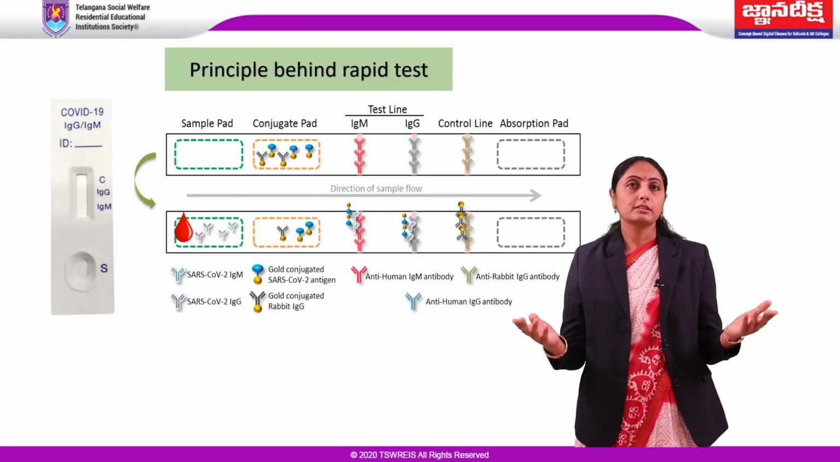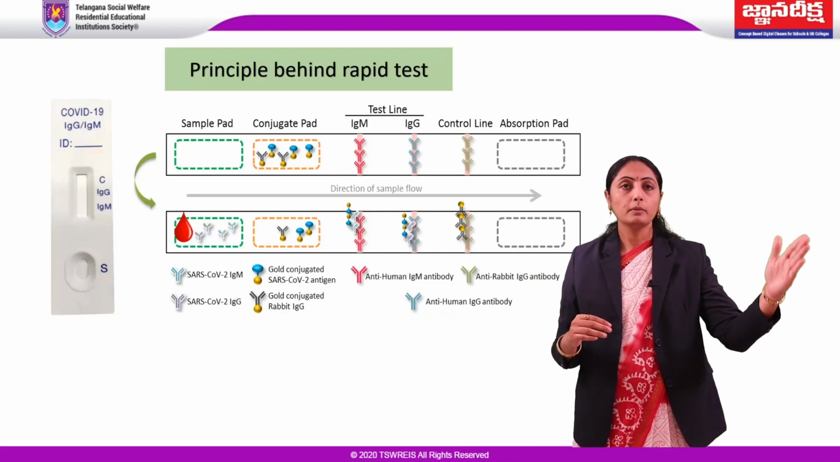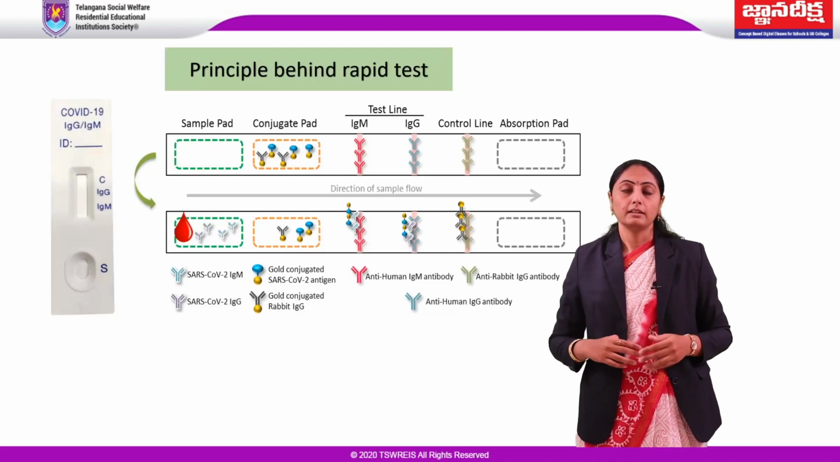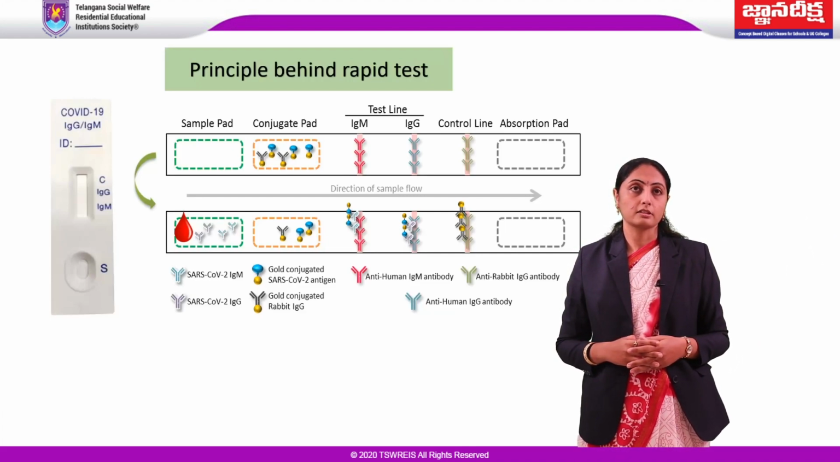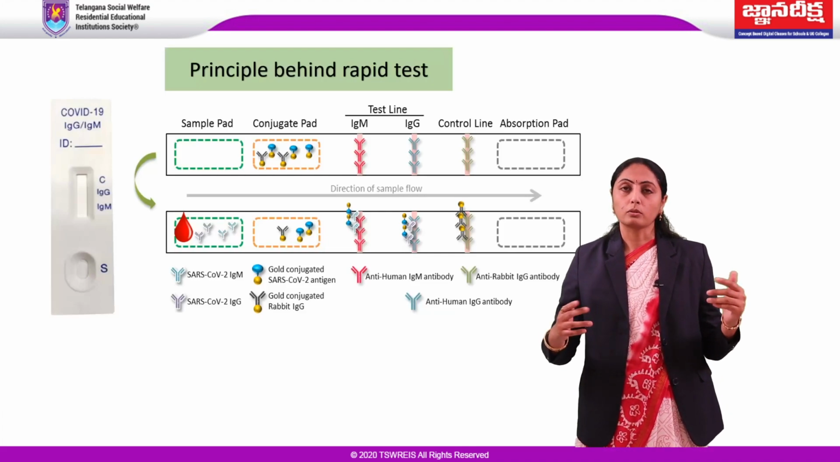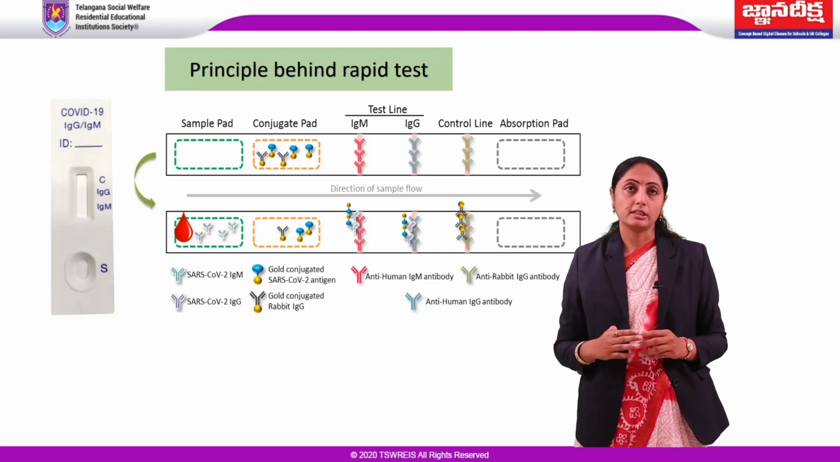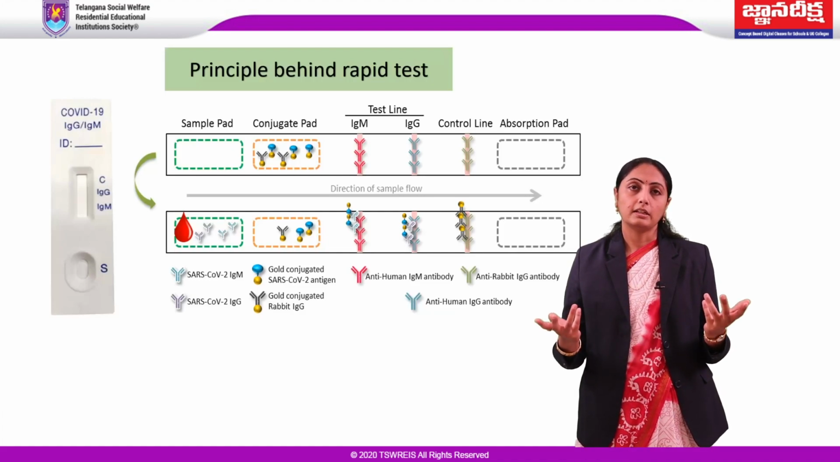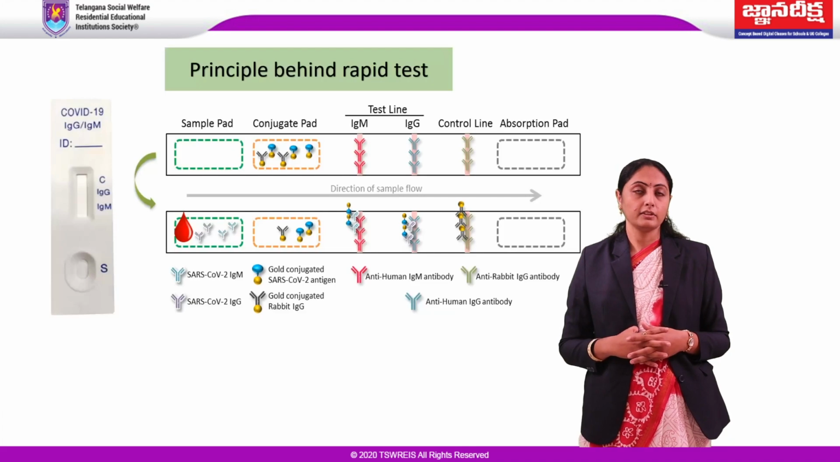The immune complexes will be bound by anti-human IgG or IgM at the test line and develop color indicating a positive test. If there is no coronavirus IgM or IgG in the sample, no binding will occur at the test line and no color will develop indicating a negative test.